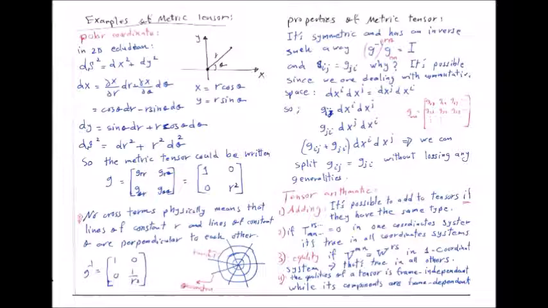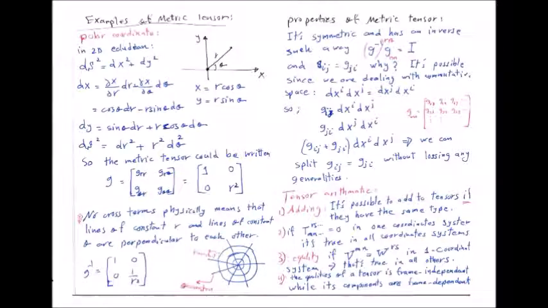So the metric here, since it is a covariant tensor of rank 2, could be written as a matrix G, for example: G rr, G r theta, G theta r, G theta theta. Since I don't have a term of d theta dr, then G r theta and G theta r equal 0, and G rr equals 1, and G theta theta equals r square. This is the relationship of the metric in polar coordinates.